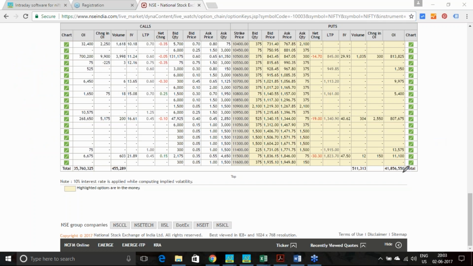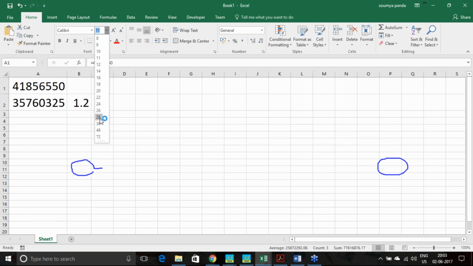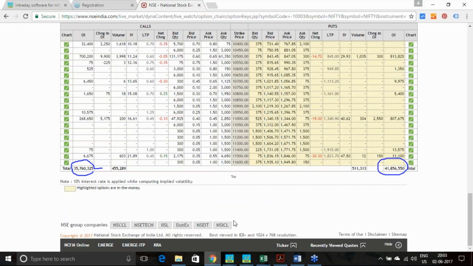So how do you calculate the PCR at any particular time? The total number of put contracts available in the market is divided by the total number of call contracts available in the market. I will increase the size of this font so it will be more visible. So this is the put contracts and this is the call contracts. I am just dividing the open interest in the puts by the calls, and this gives you a put call ratio of 1.17. This suggests that the Nifty is in an uptrend based on this put call ratio analysis.